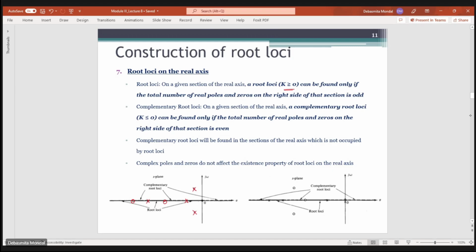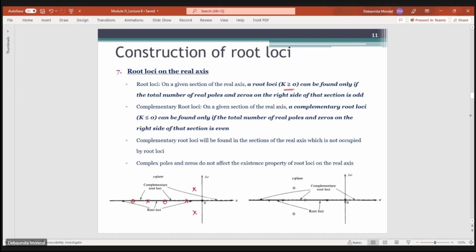But for this part, from here till here, the total number of poles and zeros to the right is 1, 2, 3 and 4, which is an even number. So that means there won't be any root locus between this point and this point. Similarly, you check between here. In this region, from here to here, you have 1, 2, 3. So you have 3 poles and zeros on the right hand side. So that means this portion is a part of the root locus.